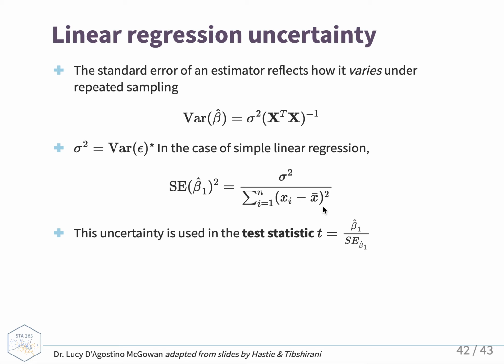And this uncertainty here is used in the test statistic t, and so that's what we use to think about how large these effects are. And so t, that test statistic in simple linear regression, is going to be equal to beta hat 1 divided by the standard error of beta hat 1. We're going to cover more aspects of this in the next class.